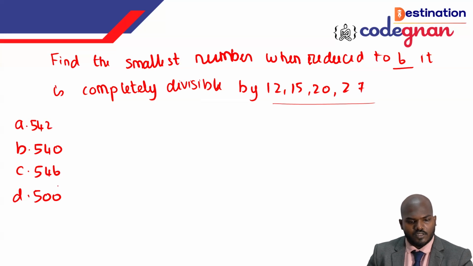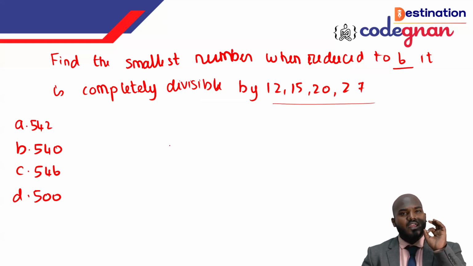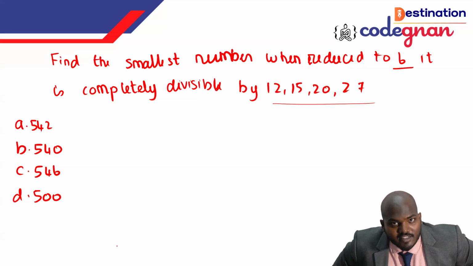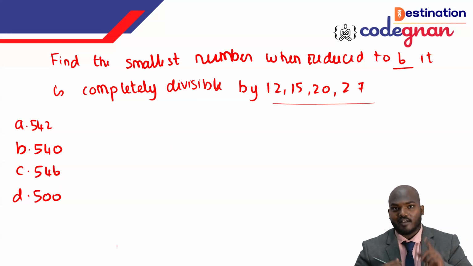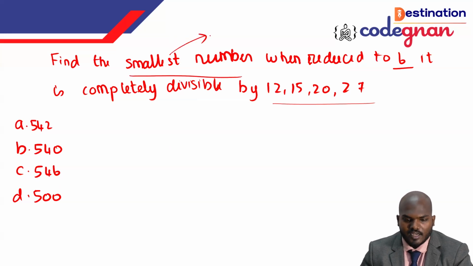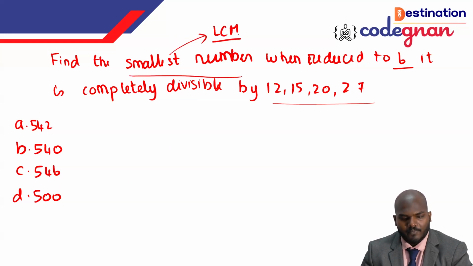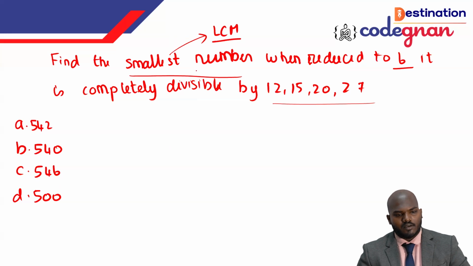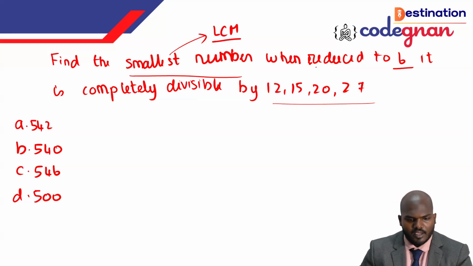My friend, you see this one, they are asking for the smallest number. So what do we need to do? We call it the LCM. I told you, right? If the question mentions smallest or least, it directly indicates LCM. So you need to find the smallest number which, when you reduce it by 6, is completely divisible by 12, 15, 20 and 27.